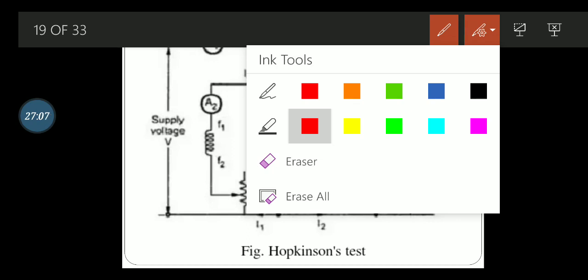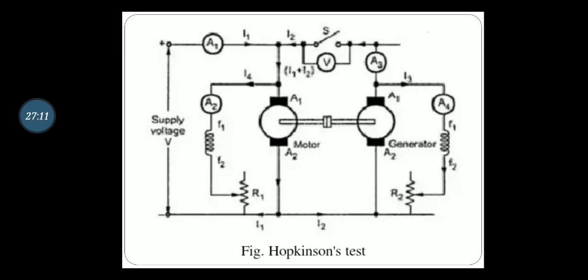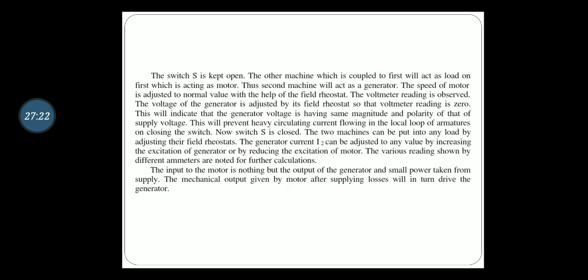In that case both the machines will operate simultaneously, so one machine will be the load on the other machine. Once the switch is closed, all the parameters are calculated here. These are the methods to carry out the test, which is the theoretical part.